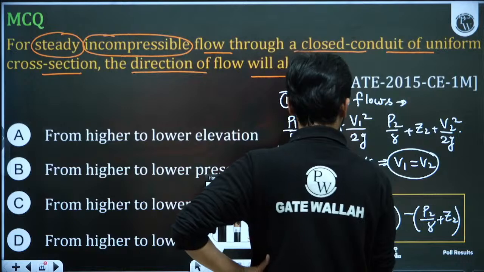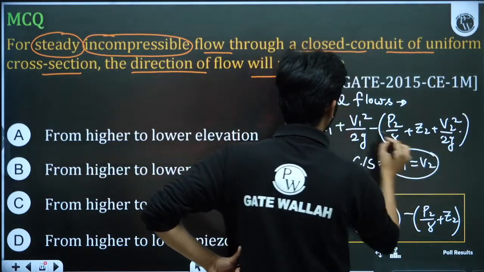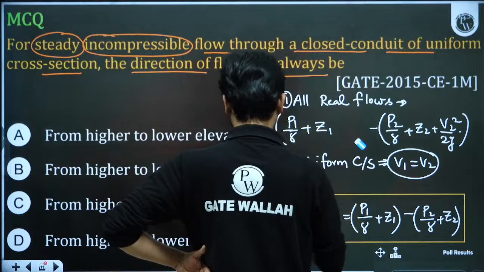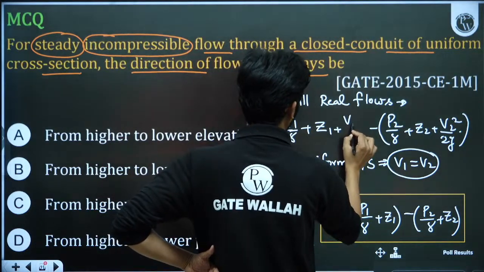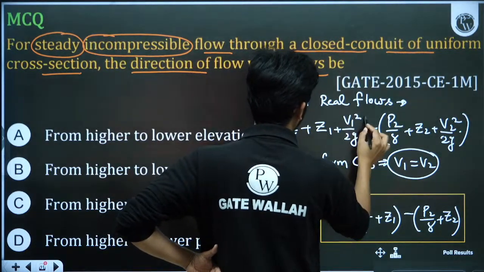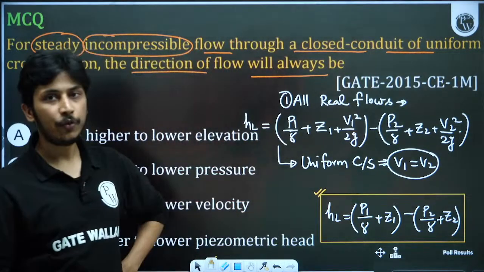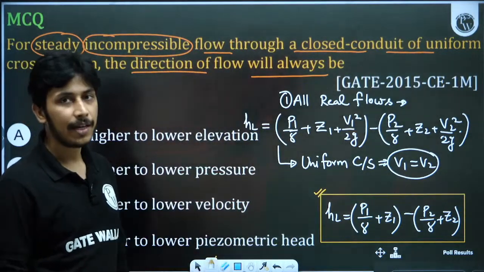Because the head loss is always this. This is the head loss. Always. In the last class, I have given this formula to you. For real flows, head loss is always this. But if V1 is equal to V2, then V1 will be cancelling out.